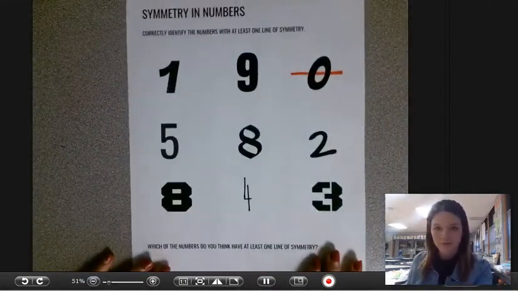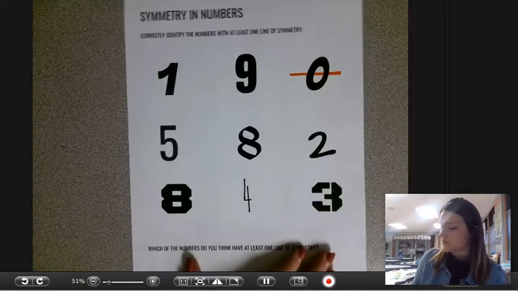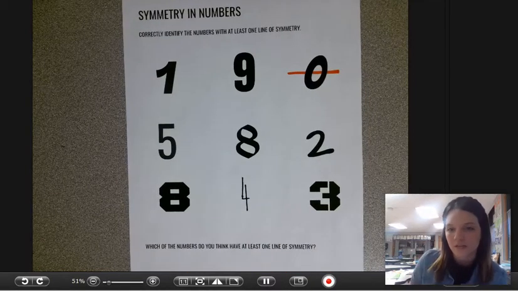We're going to do the same thing now with numbers. So if you take a look at the numbers in front of you, we need to correctly identify numbers with at least one line of symmetry. Remember, those can either be vertical, horizontal, or sometimes they're also diagonal.